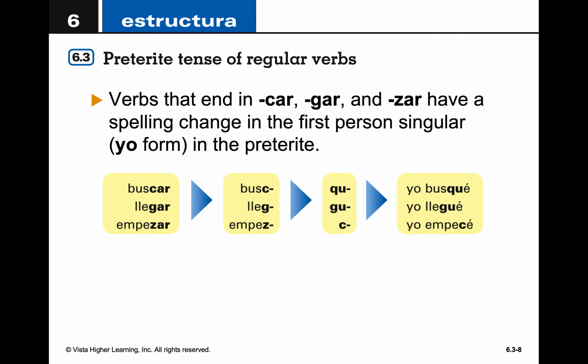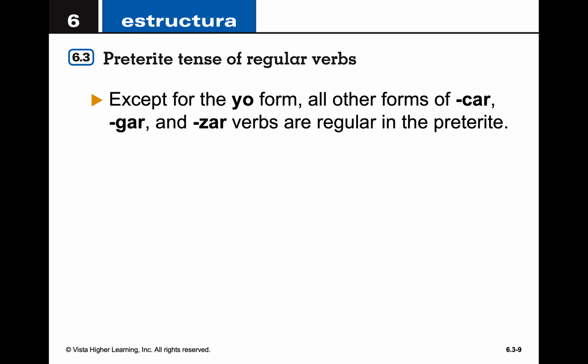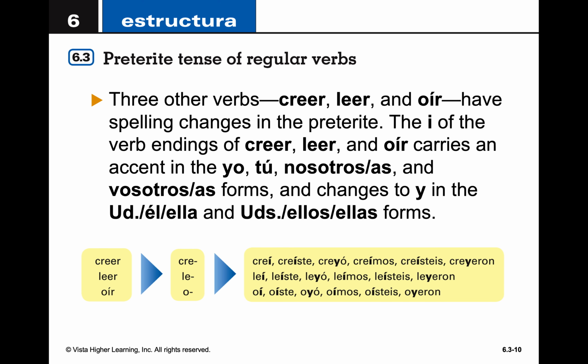Verbs that end in CAR, GAR, and ZAR have a spelling change in the first person singular, or yo, form in the preterite. So buscar is going to go to busqué. Llegar is going to go to llegué. And same thing with empezar, yo empecé. Except for the yo form, all of the other forms of those verbs are regular. So you're only going to see that irregularity with the yo form.